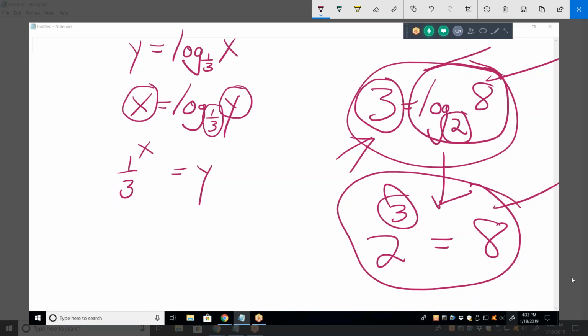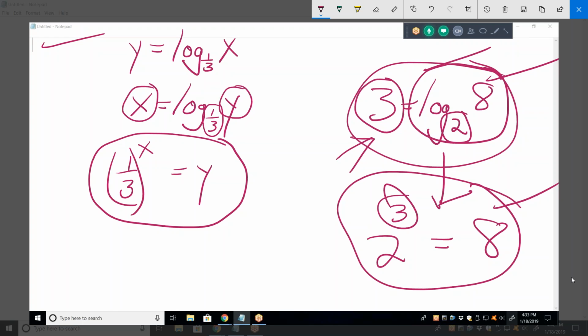But in terms of your problem over here, we did the first 2 steps, did we not? We switched the variables and we solved for y. That means that is the inverse. Y equals 1/3 to the x power.